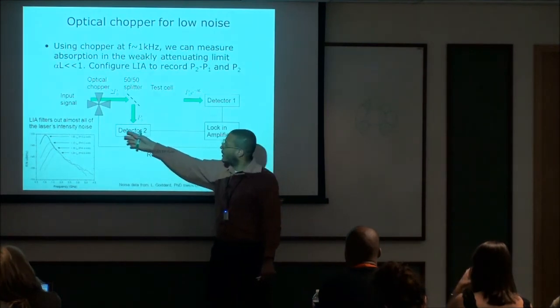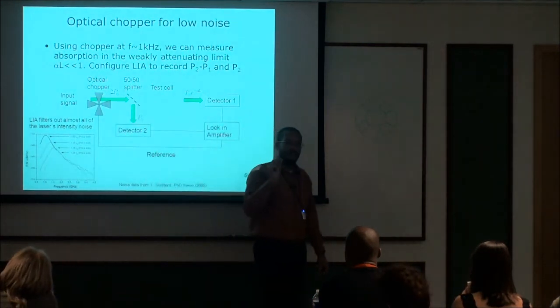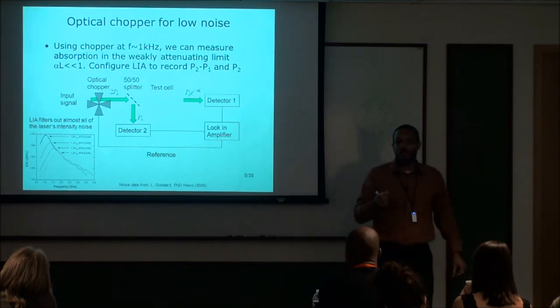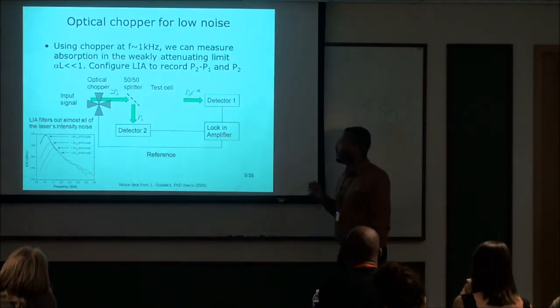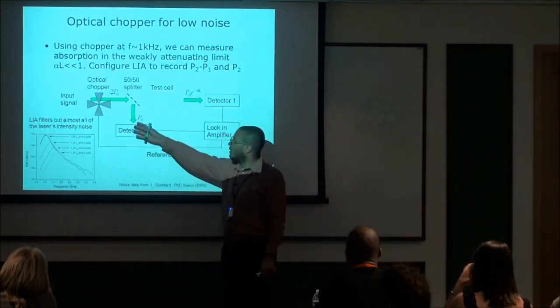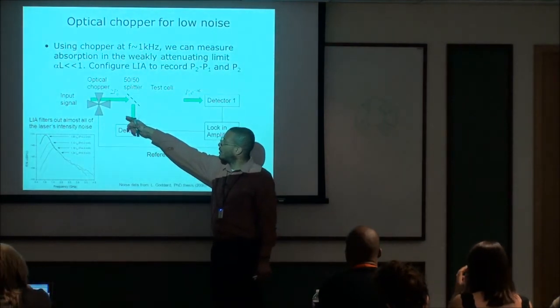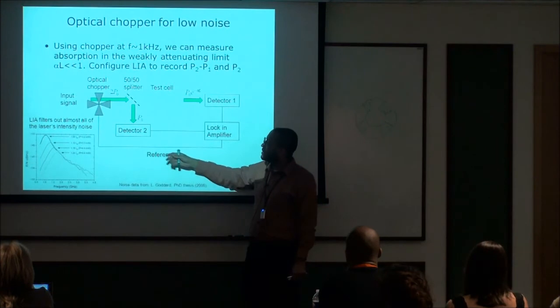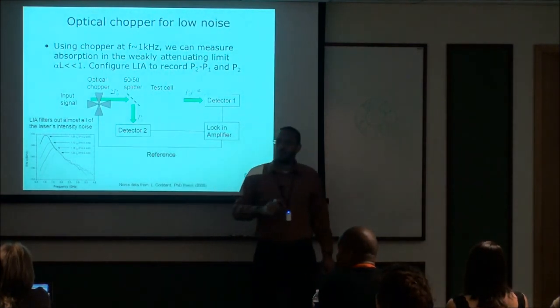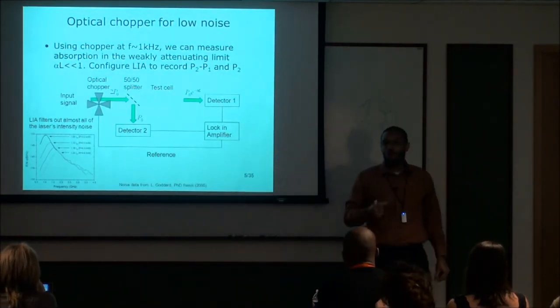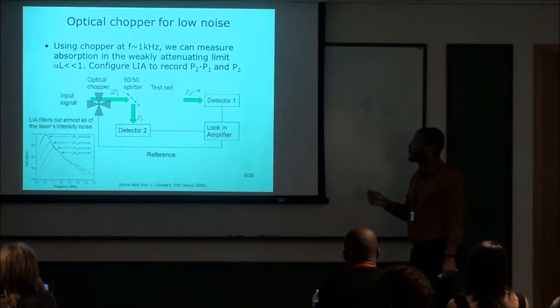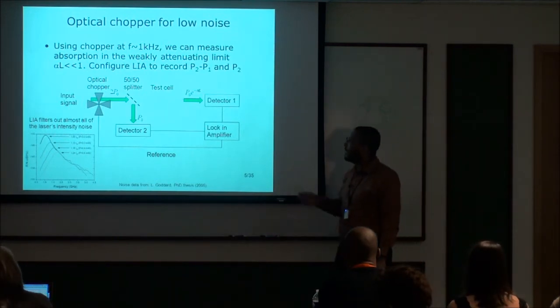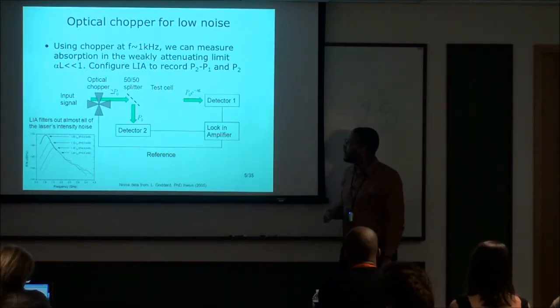Basically, the idea is that if I chop the signal, I'm going to narrow the bandwidth over which the noise can affect my measurement. So I'm going to measure in a very narrow band of the laser what's going to my two detectors. The main idea is I want to filter out most of the noise spectrum of the laser and only have noise at one specific frequency, which is the frequency that I'm working with. And that'll allow me to get a much better result.